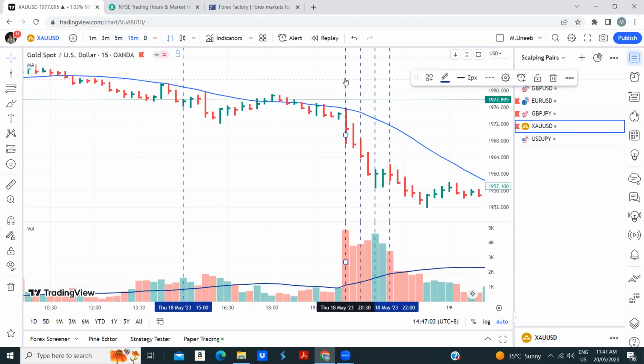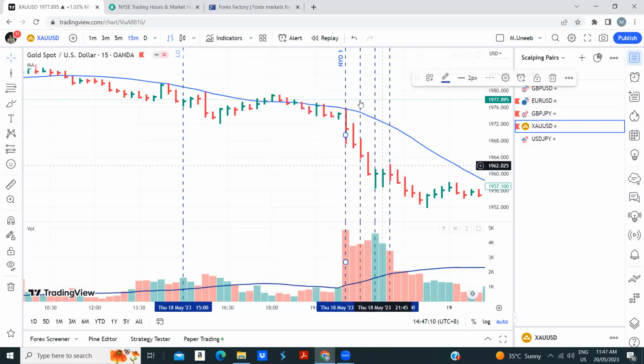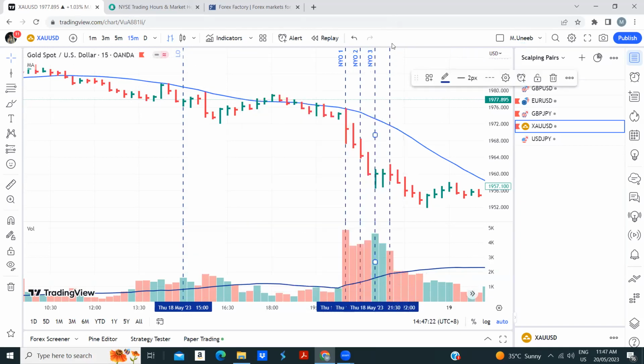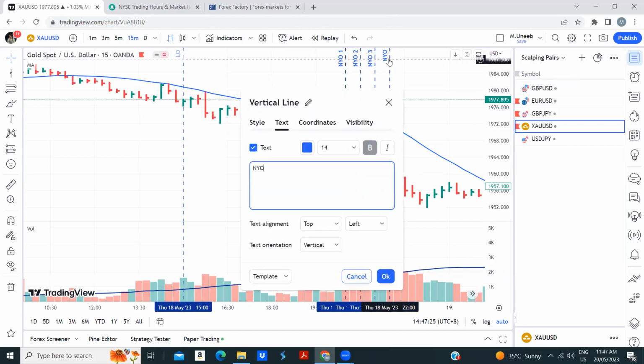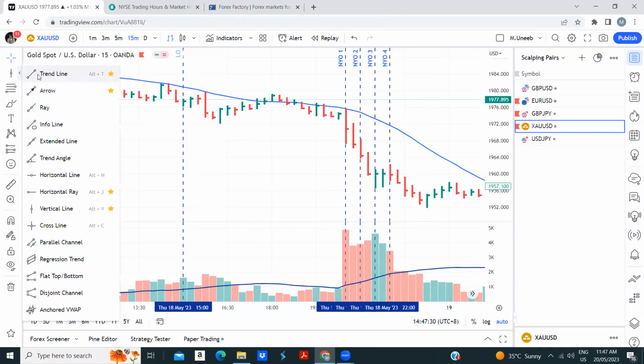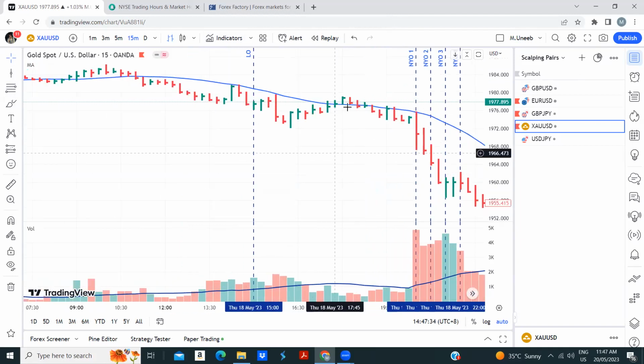Okay. So let's suppose we mark it as NY open 1, NY open 2, just mark it like this, NY open 3, NY open 4. Okay. And now what do we have to do next to determine the bias here, right?